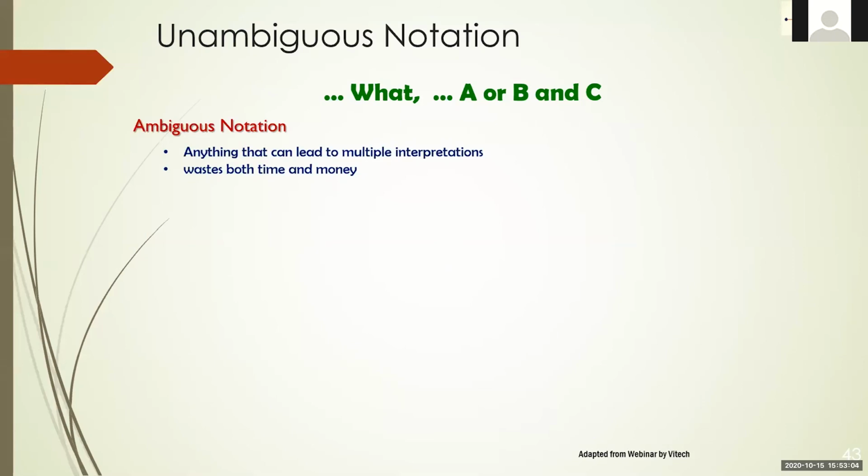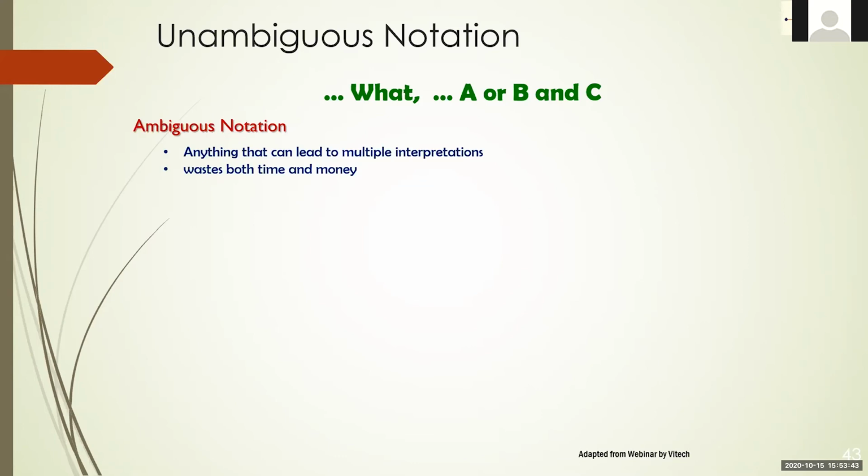Now let's talk about ambiguous. And what does ambiguous mean? It is anything that can lead to multiple interpretations. And I have a question for you guys on the green topic that says what? So what do I mean? Do I mean A or B and C? Or do I mean A or B and C? So let's put it in the chat. Which one do we mean in that sentence?